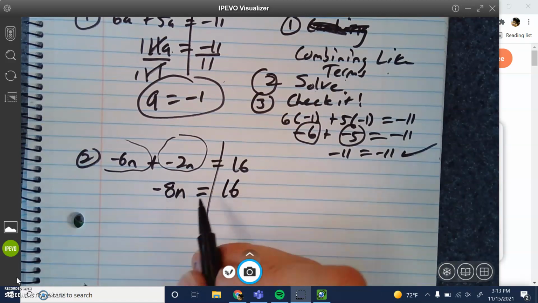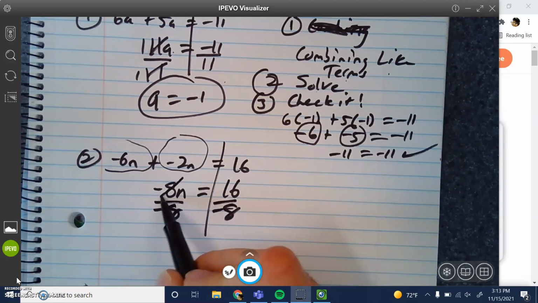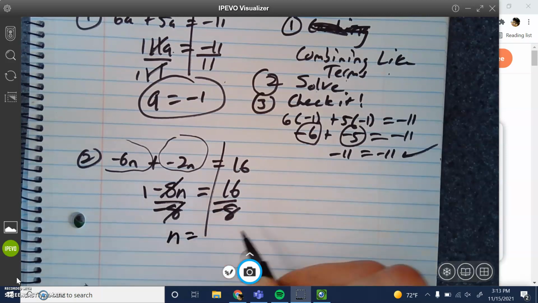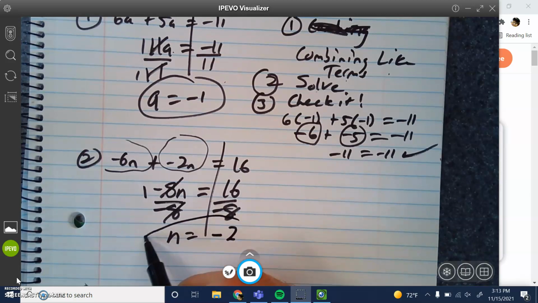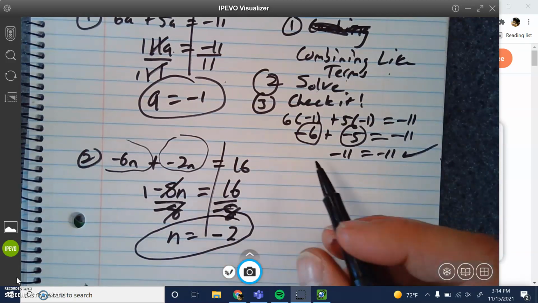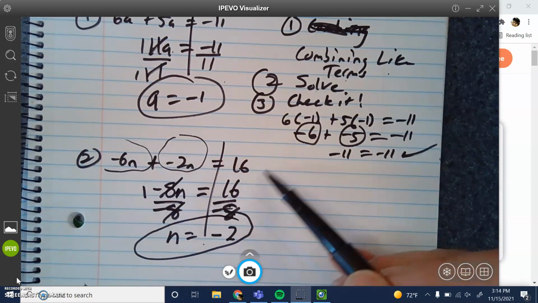So opposite of multiplying by negative 8 is dividing by negative 8. So negative 8 divided by negative 8 is 1. 1 times n is just n. Positive divided by a negative is negative 2, because 8 times 2 is 16. Multiplication and division are opposites. Cool. So I combined like terms, I solved. What's the last thing?